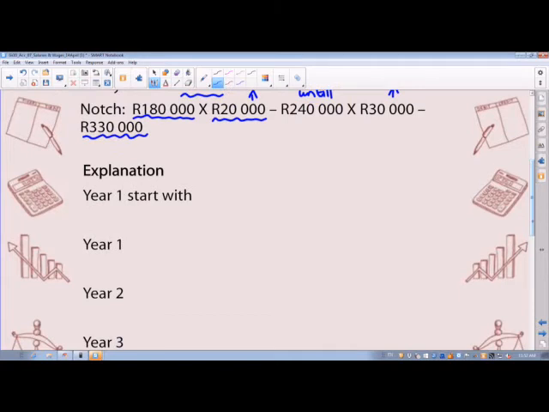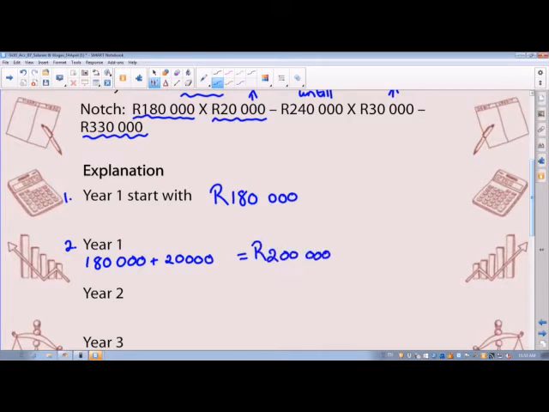So year 1 starts, and he will start with 180,000 Rand for the year. Now what happens in year 2? So in year 2, this is year 2, this is year 1. We will have to take year 1 salary. So what is year 1 salary? It's 180,000. We need to go up with 20. And therefore in year 2, he will earn 200,000 Rand.